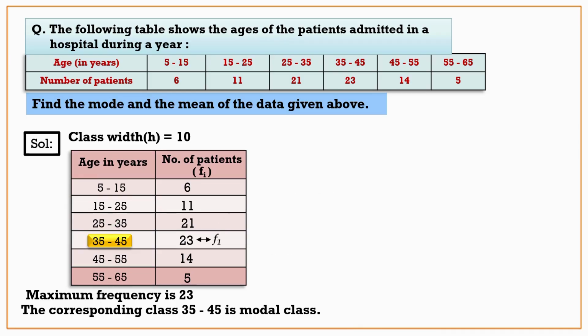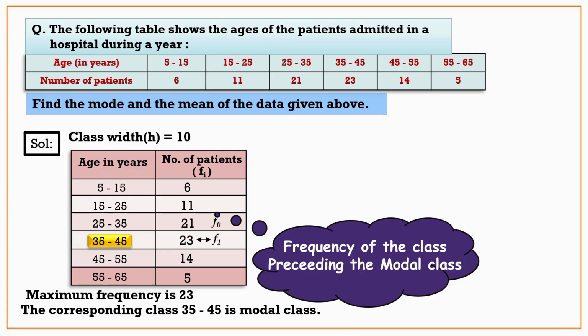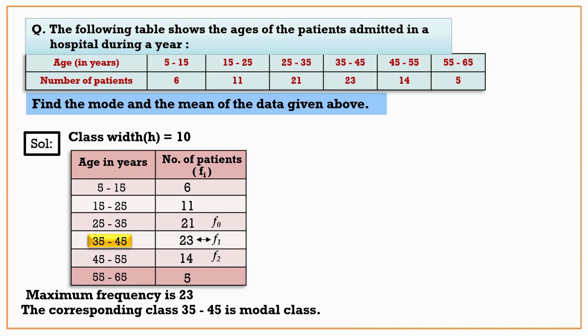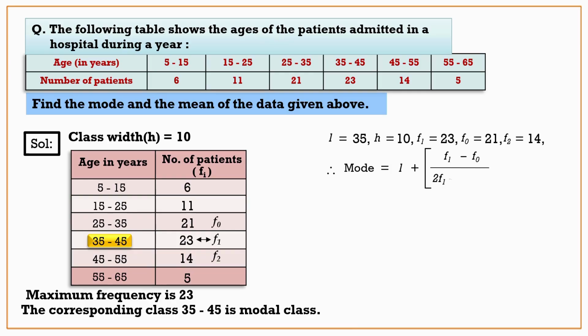Now let's find F1, F0 and F2. F1 will be the maximum frequency and F0 will be the frequency of the class preceding the modal class, and F2 is the frequency of the class succeeding the modal class. And L is the lower limit of the modal class, that is 35. H equal to 10. Now put all the values of F0, F1 and F2. Now mode is equal to L plus (F1 minus F0) by (2F1 minus F0 minus F2) into H.